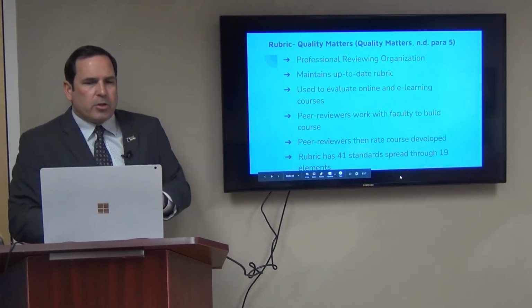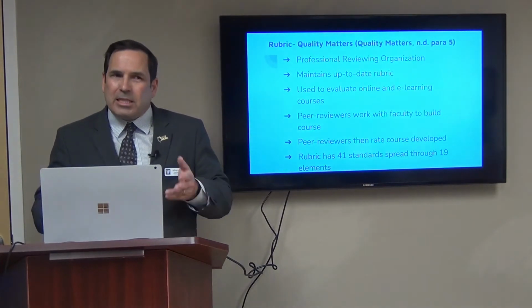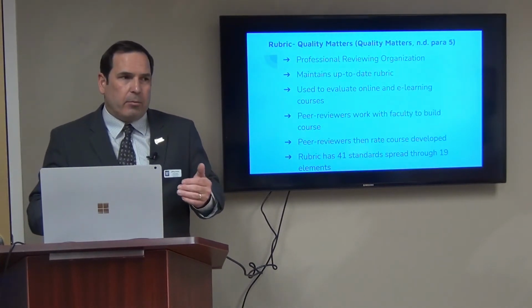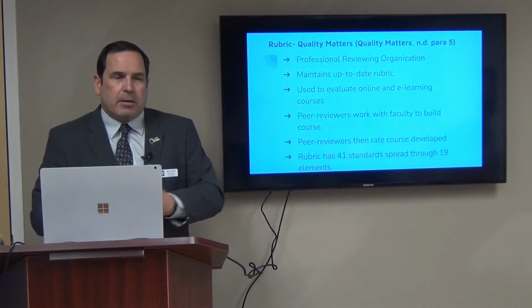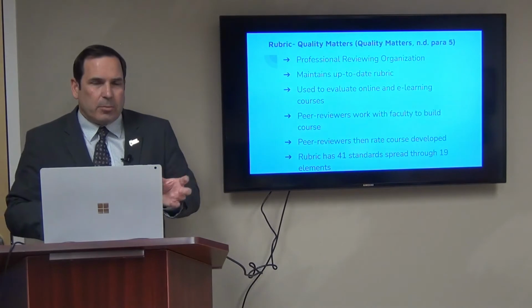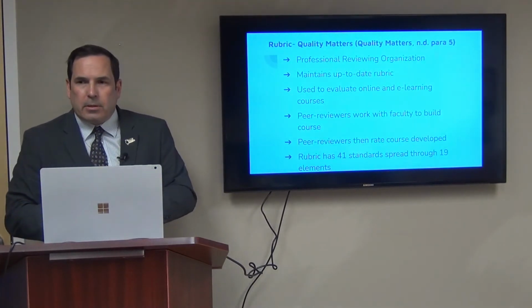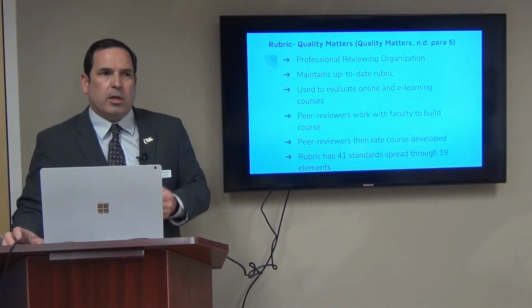In Quality Matters, the rubric has 41 standards they look at, spread throughout 19 elements. So this can be a little robust. I mean, it's going to be pretty involved, but it is a thorough thing, and it gives us a national standard. And also a nice little feature about this program is you get a badge that you get to put with your course. So when people open their course, they say, oh, it's a Quality Matters course.